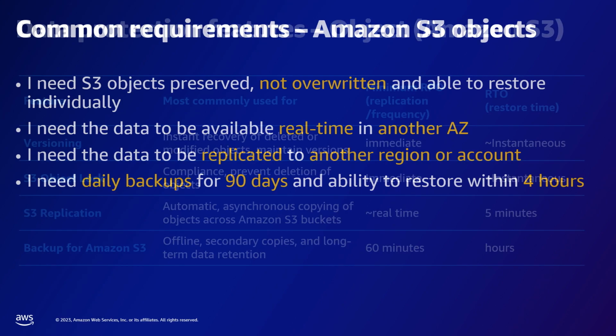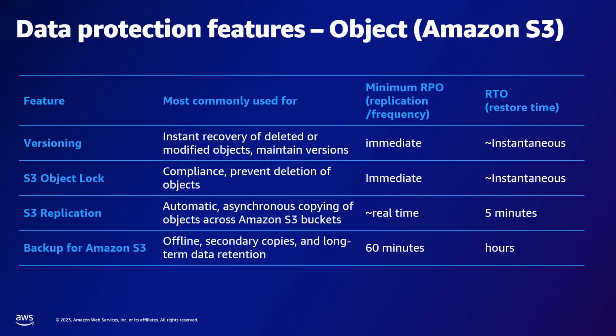Same as file, here customers want to back up their S3 objects and be able to restore within hours when needed. Amazon S3 is designed with security and data protection in mind, and it offers a wide range of built-in features to help customers protect their digital assets in S3 buckets. With versioning, you can instantly recover deleted or modified objects and maintain versions. This feature ensures that data is never lost or overwritten accidentally. You can easily retrieve any previous version of objects in case of an error or data loss.